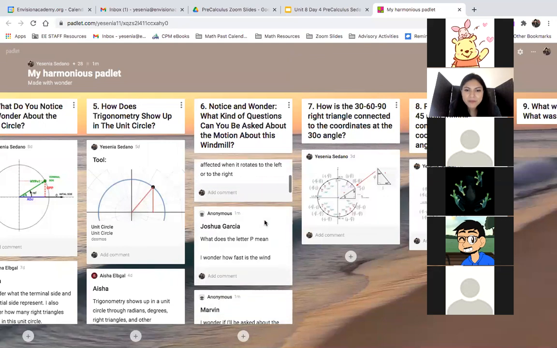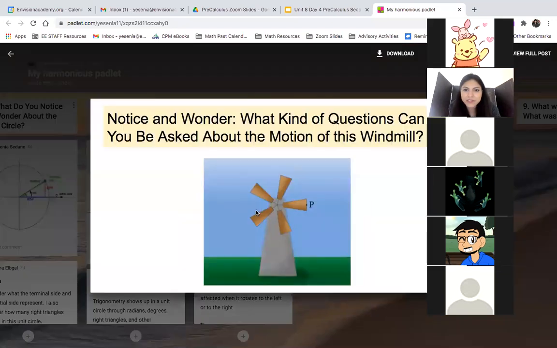So here we have a windmill, and I saw a bunch of great questions coming up. I saw a lot of you wondering, what does this point P mean? A lot of you were talking about whether it rotates counterclockwise or clockwise, which is a very good question, because remember, if we're talking about the unit circle, if we're going counterclockwise, we know we have positive angles, whereas if you're going clockwise, the opposite direction, we're going to be dealing with negative angles. So that's an amazing question.